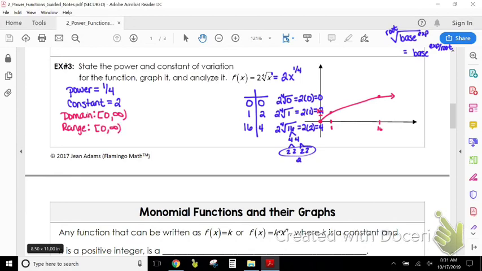Is this one increasing, decreasing, or constant? Increasing. It's increasing across the entire graph there, right? Is it continuous? Yes. Does it have any symmetry? No. So remember, symmetry means is there a line that if we folded on it, it would be a reflection of itself, right? So it has no y-axis symmetry, it has no x-axis symmetry, and it's not symmetric to the origin.